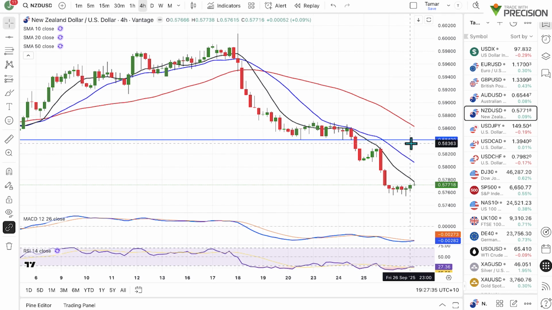So I wouldn't mind if it will be a little bit below that level, or even if it pushes a bit higher and then starts to roll over. I'll be looking at lower time frames for potential trading opportunities.